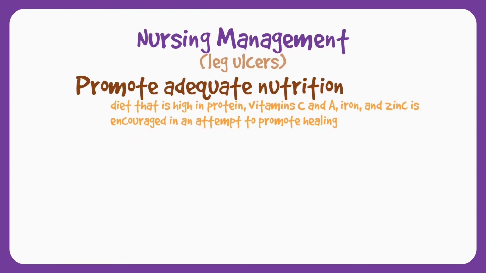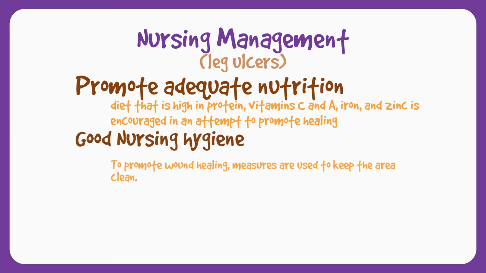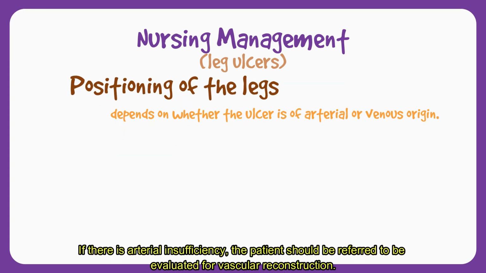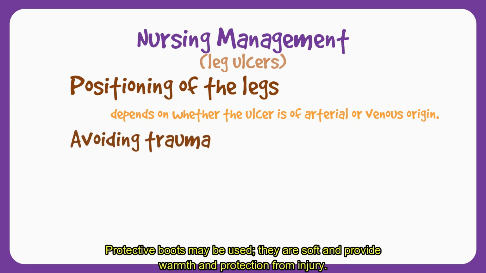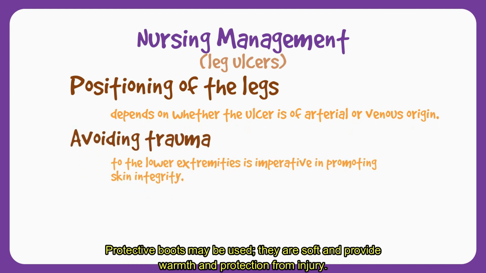Nursing management. Promote adequate nutrition. Good nursing hygiene. Positioning of the legs. If there is an arterial insufficiency, the patient should be referred to be evaluated for vascular reconstruction. If there is venous insufficiency, dependent edema can be avoided by elevating the lower extremities. Protective boots may be used. They are soft and provide warmth and protection from injury.